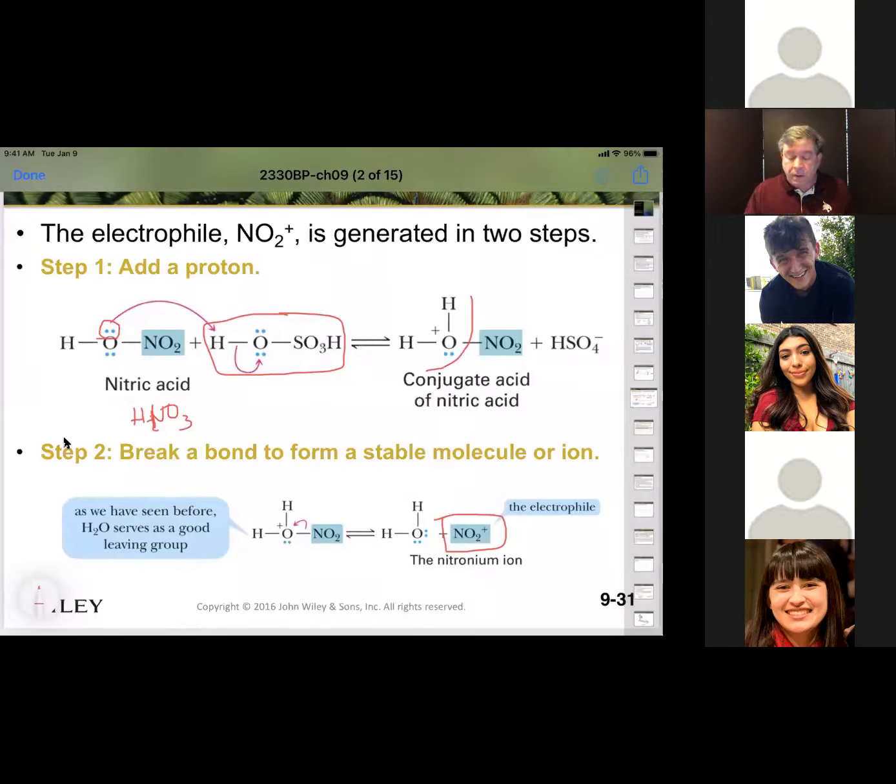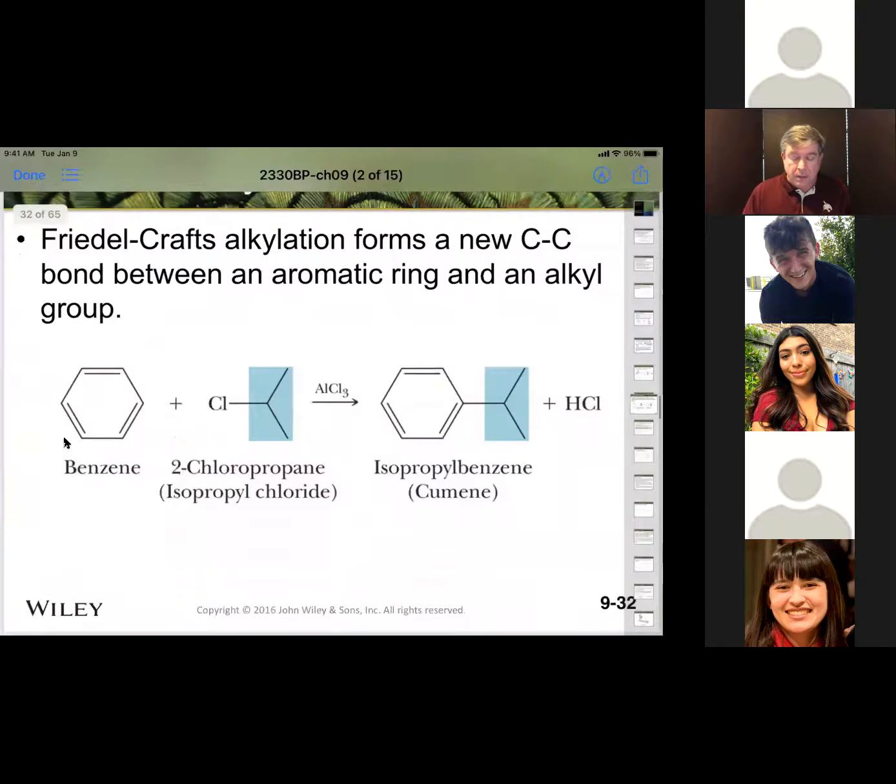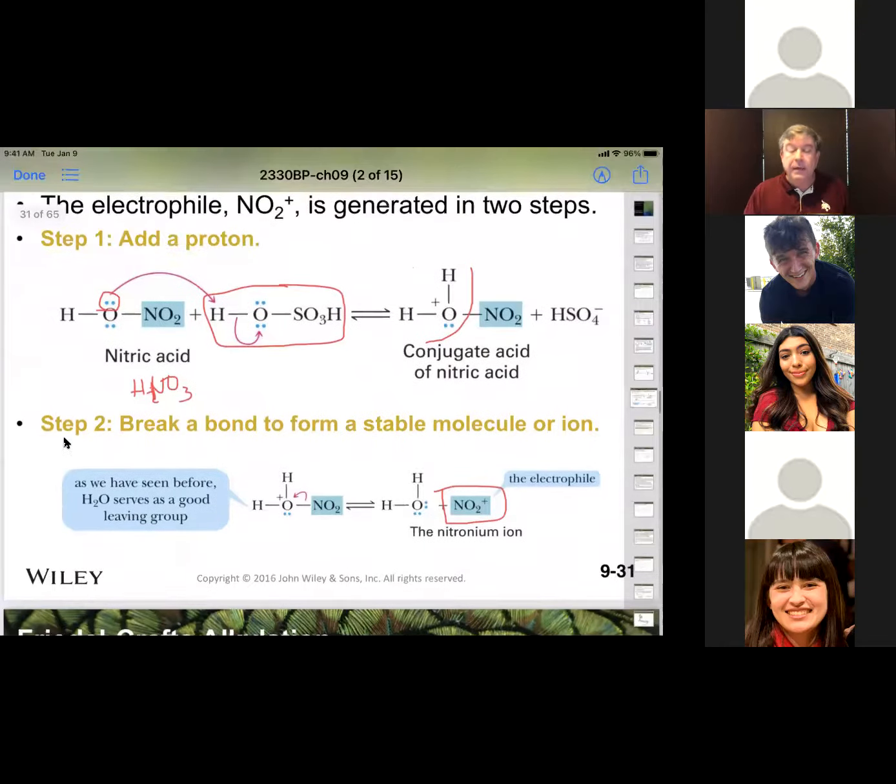So now, once we have our cation, it can then be attacked by the benzene ring and again lose water, and that's how we get a nitration. So for chlorine and bromine, we have iron tetrachloride. For nitration, we have nitric acid and sulfuric acid. Okay, so again, same mechanism each and every time.